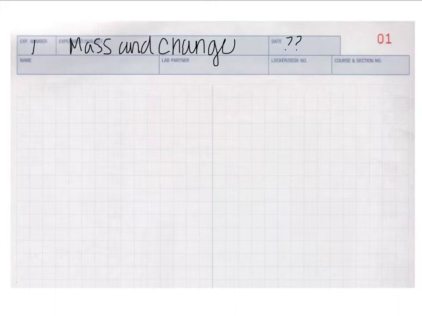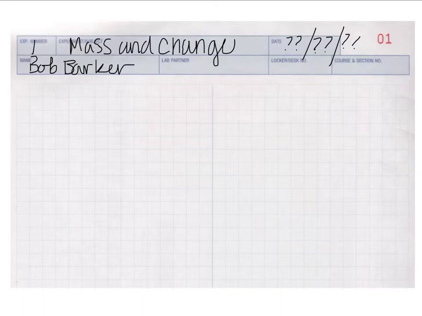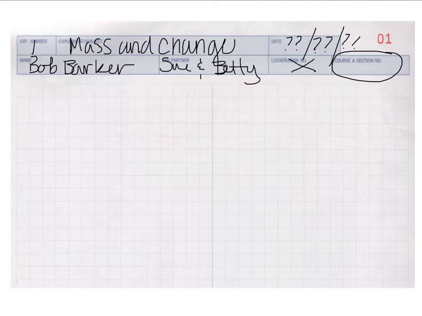And then put your name. And then finally your lab partner. Typically you only have one lab partner, but on occasion you might have two. Just kind of squeeze their names in there. You don't need to worry about the locker desk number. You can just leave that blank. But I would appreciate if you would be able to put your section number in there. If you're in chemistry, first section, just put chemistry 1. Or if you're in honors chemistry 1, you just put honors 1.